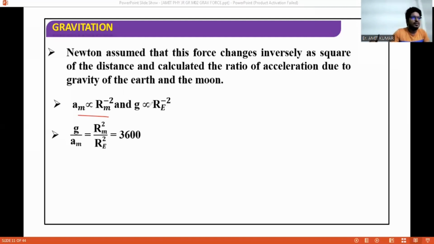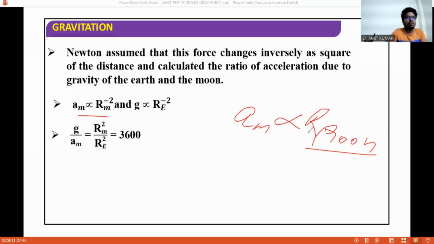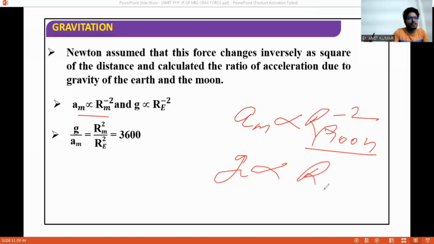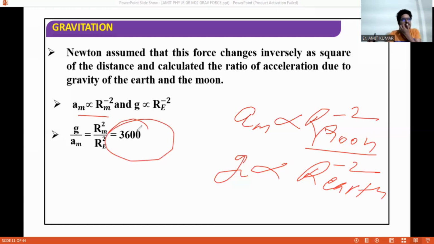Yes or no? If you are calculating for the moon, it will be proportional to the radius of the moon's orbit to the power of minus 2, because the moon is moving on the orbit. And if you calculate for Earth, the small g is proportional to R of Earth to the power minus 2. Now if you calculate G by AM, it is RM square divided by RE square. If you put the values, it will come 3600. Clear?